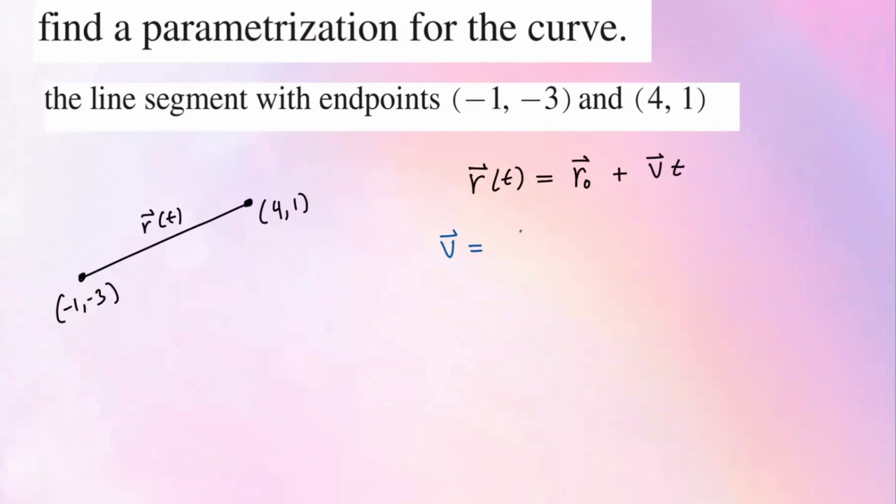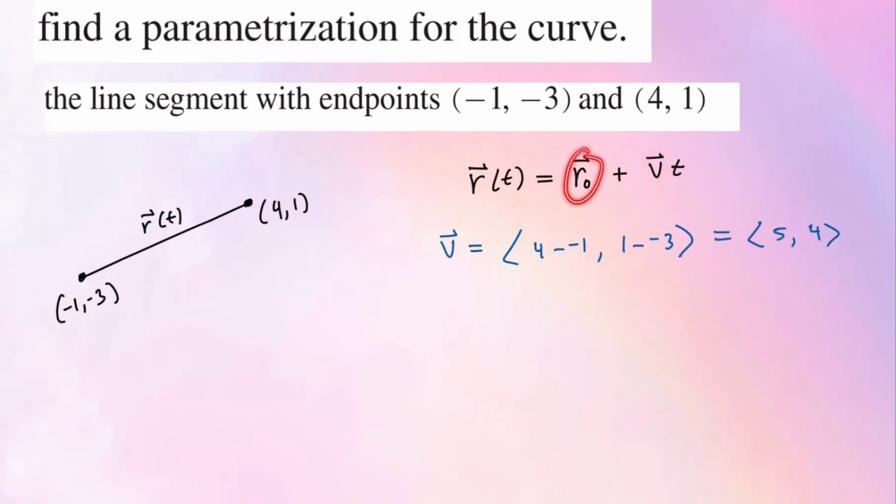So we will have our direction as 4 minus -1. I subtract the x components of our points, and then the y components will be 1 minus -3. So this will give us our direction vector v as 4 plus 1, that's 5, and then 1 plus 3, that would be 4. So that's our direction vector. We'll place that in here.